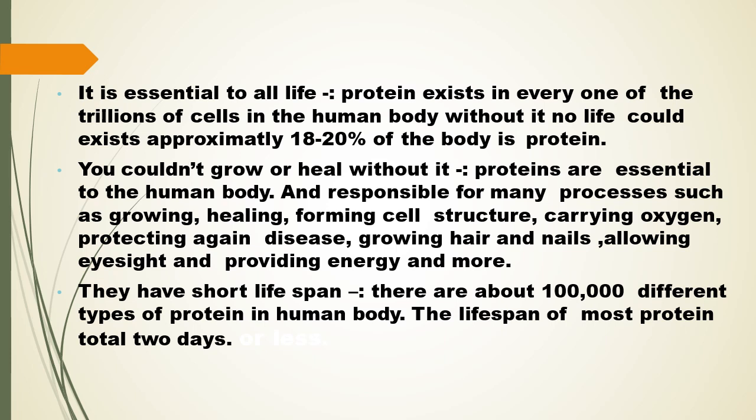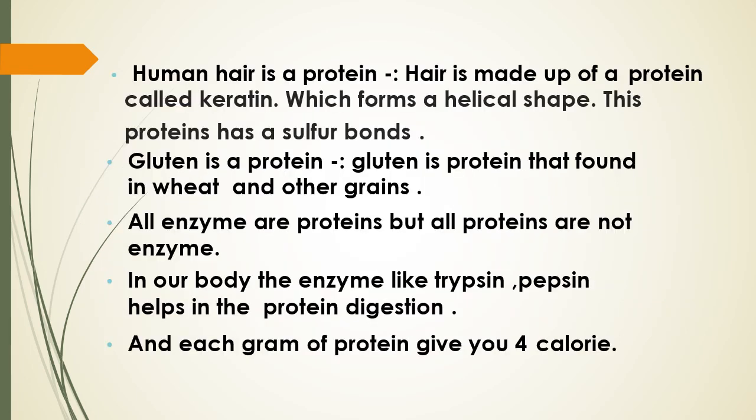They have a very short lifespan. There are about 1 lakh different types of proteins in the human body, but the lifespan of these proteins is only up to 2 days. Hair is made up of a protein called keratin, which forms a helical shape. Gluten is a protein. All enzymes are proteins, but all proteins are not enzymes.